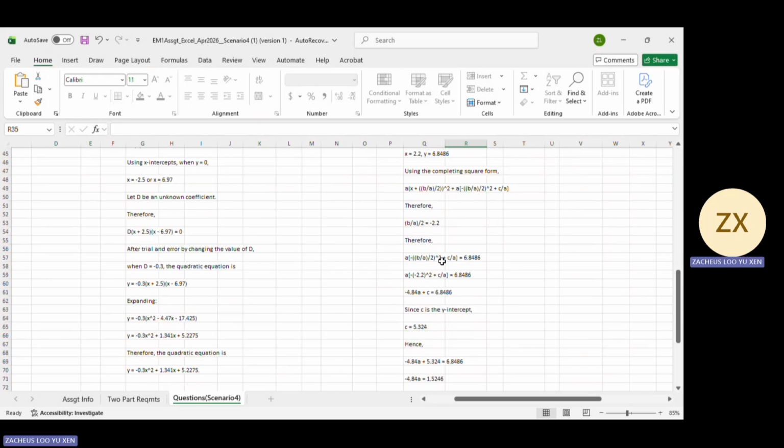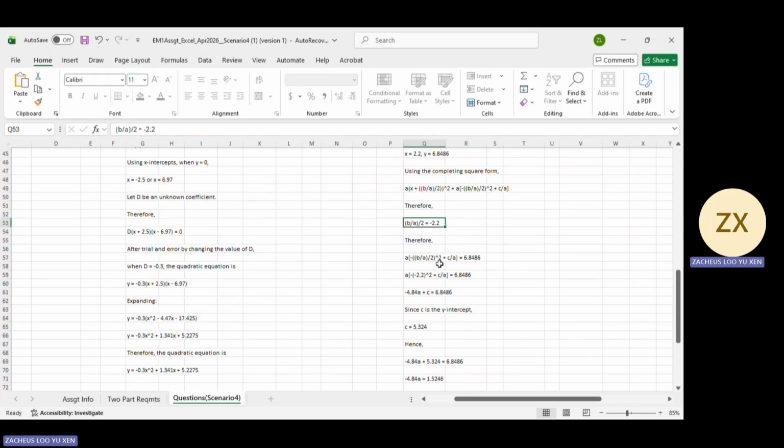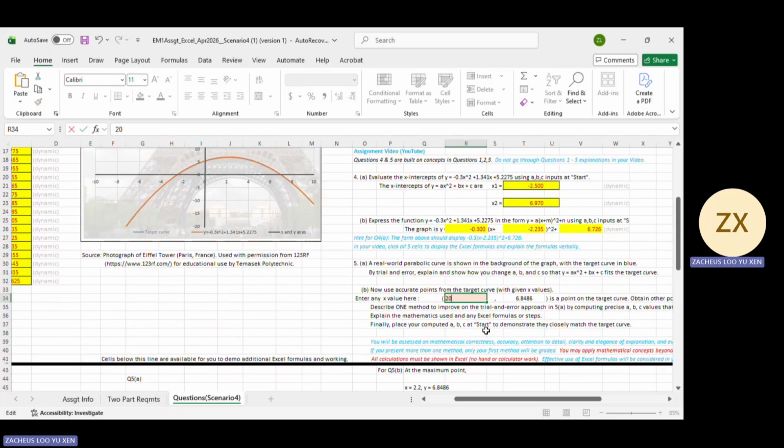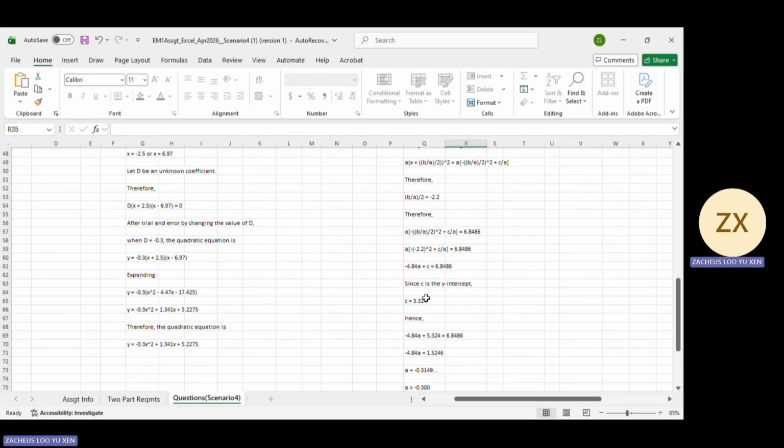After that, we also equate the y coordinate of the maximum point to the constant. Since we found b divided by a over 2 just now, we substitute in minus 2.2 into the equation. First we expand everything, and then we expand a into the equation. Then with minus 4.84a plus c equals 6.8486. Since c is the y-intercept of the quadratic equation, we can simply find the y-intercept by placing 0 into the cell and getting the y value. Then we get c equals 5.324.